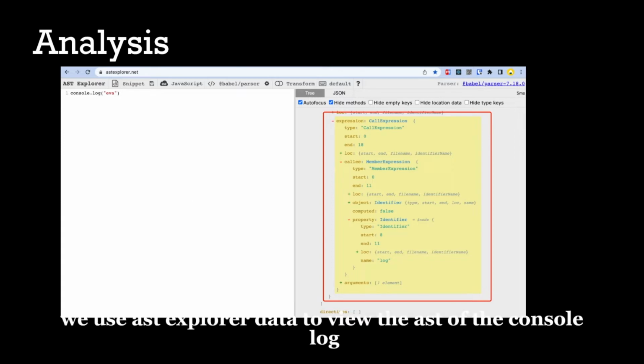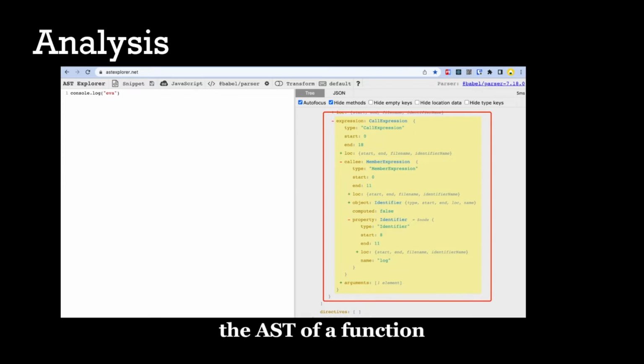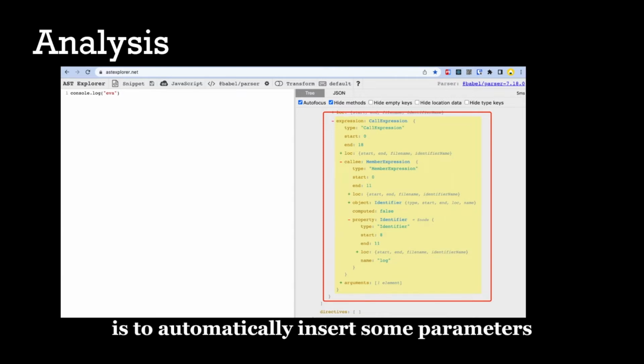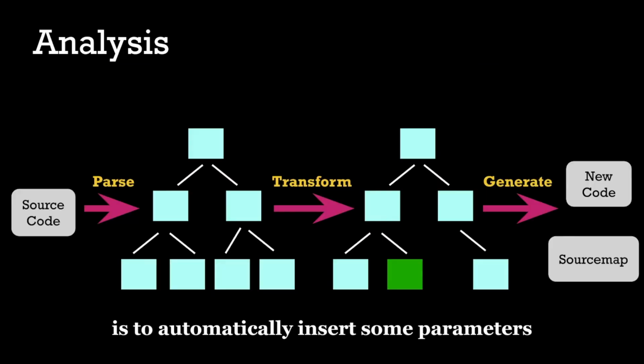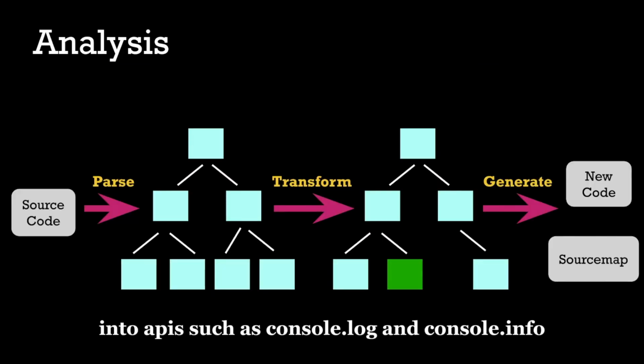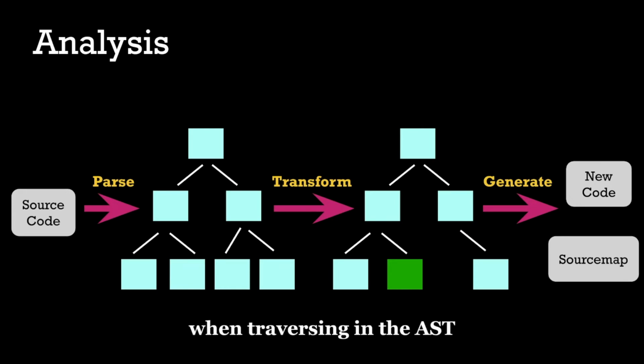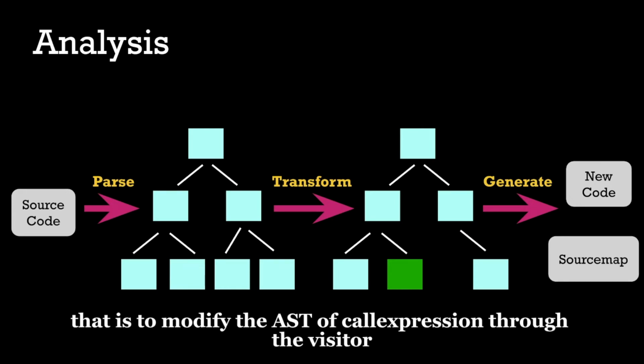We use AST-Explorer.net to view the AST of the console.log. The AST of a function call expression is CallExpression. So what we need to do now is to automatically insert some parameters into APIs such as console.log and console.info when traversing the AST. That is to modify the AST of CallExpression through the visitor.